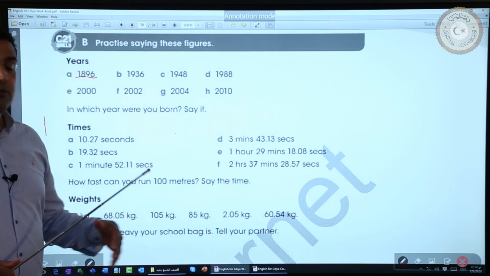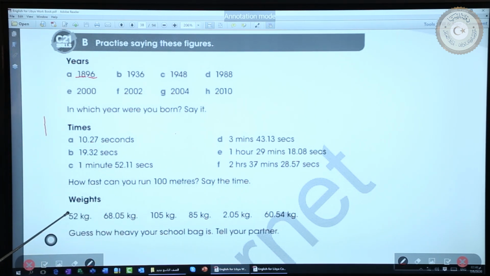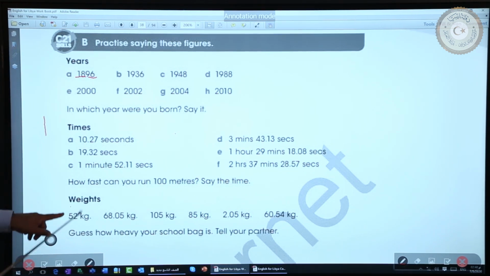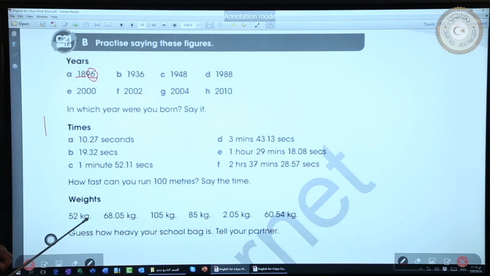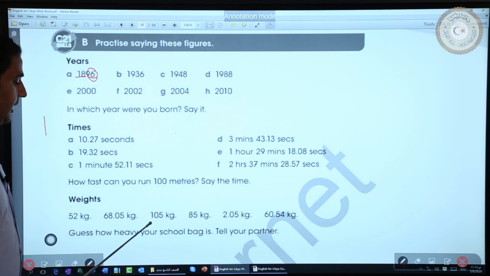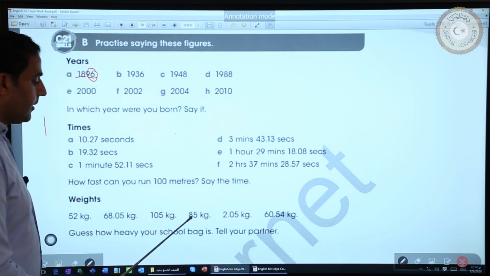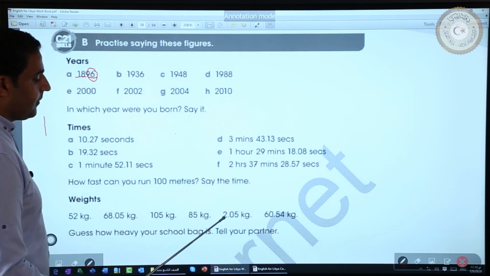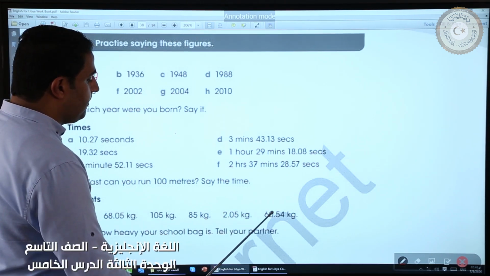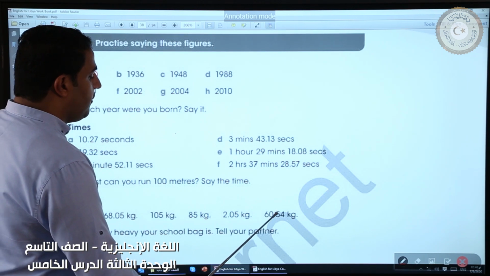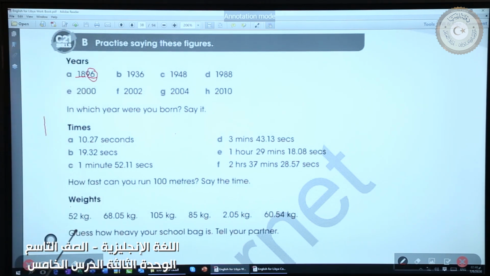Weights. Okay, how to say the weights here? We can say, as we say the numbers here separately, 52 kilogram, 68.5 kilogram, 105 kilogram, 85 kilogram, 2.05 kilogram or 0.5 kilogram, 60.54 kilogram. Okay?